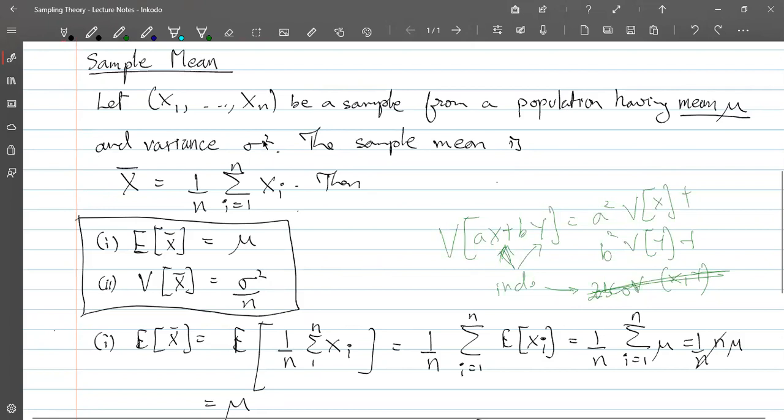So if the population variance itself is large, what does that mean? That each xi is bound to deviate a lot from its mean. So if you find several xi's and take their mean, that's still not going to be very close to the actual mean, because each random variable is deviating a lot from its mean. So if the population variance is large, this is not going to be a good estimate. Or in other words, if you want to make it a good estimate, you have to take a very large sample size.